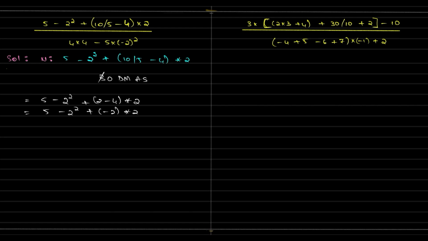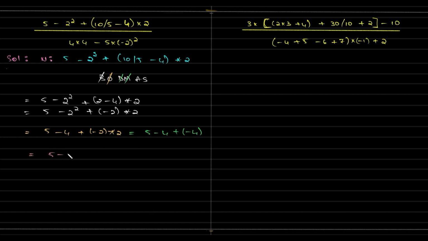Operation, yes, it's there. We have 5 minus 4 plus of minus 2 into 2. Done. Division, multiplication, we have multiplication, so that will result in 5 minus 4, minus 2 into plus 2 is minus 4. Multiplication done. Addition, subtraction, we do have 5.